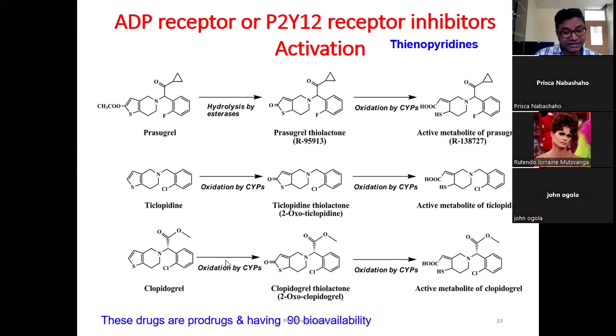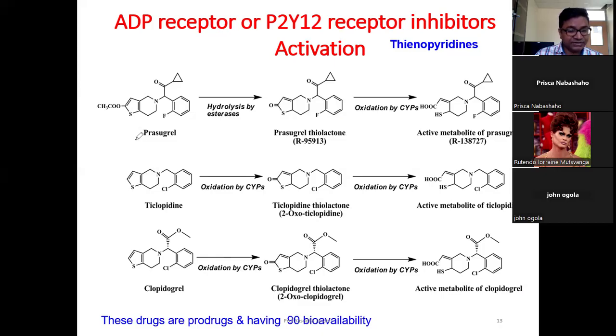ADP inhibitors, ADP receptor inhibitors, or P2Y12 receptor inhibitors. So these are the drugs. You can see this is a pyridine nucleus, pyridine, and this is thiophene. Both combined together, we call them thienopyridines. These are prodrugs; they need to get activated to show action.